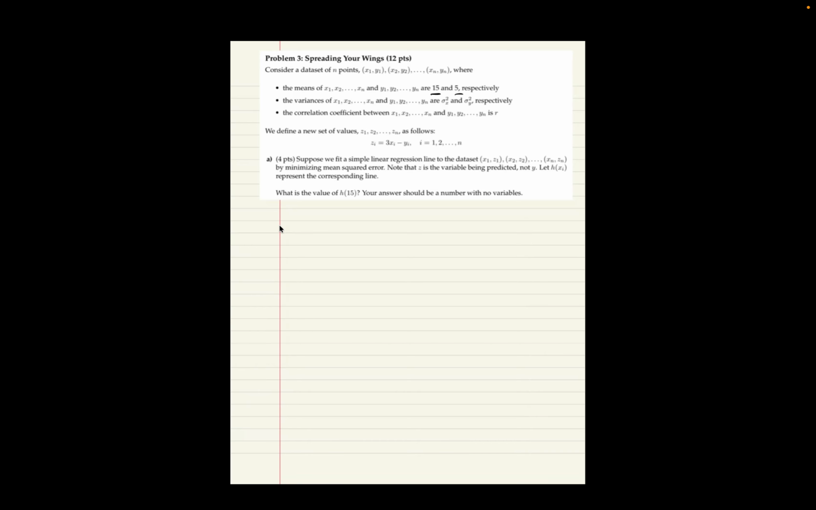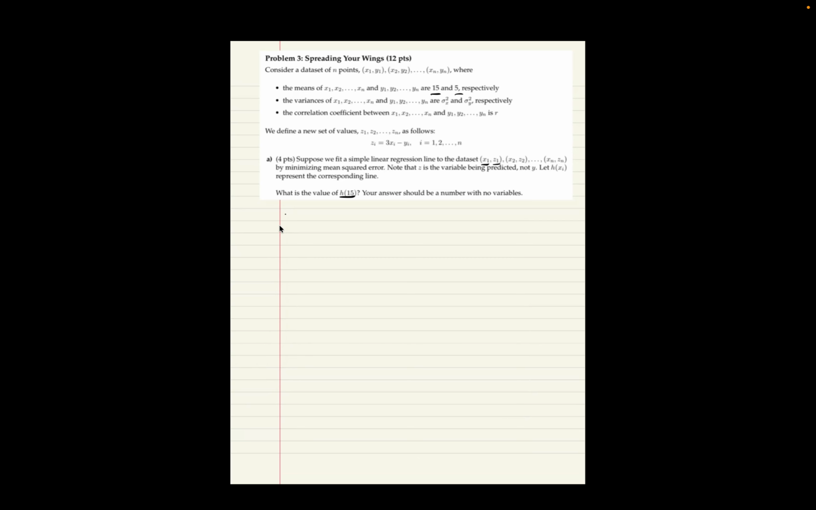In this problem, we're given a data set of n points of the form x comma y, and we're also given the mean of the x's and the mean of the y's. Additionally, we're given a new set of values z, where each z value is based off of the x's and y's. Specifically, we're multiplying each x value by 3 and then subtracting its corresponding y value from it. So, if we fit a simple linear regression model where we use the x's to predict the z's, what is the prediction for 15 going to be?